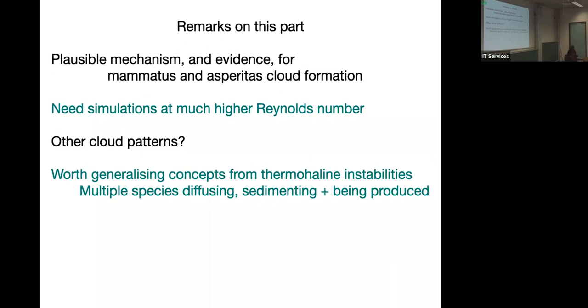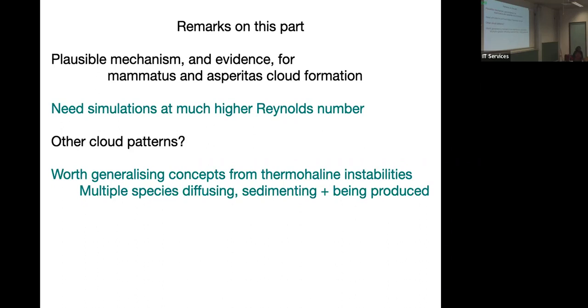And the broad thing is, can we go further in this thought process? Can we take this kind of physics further to understand other kinds of cloud patterns? So that is one way in which we can think further.